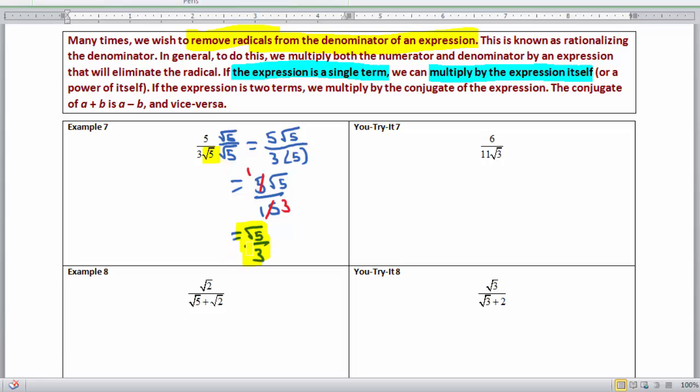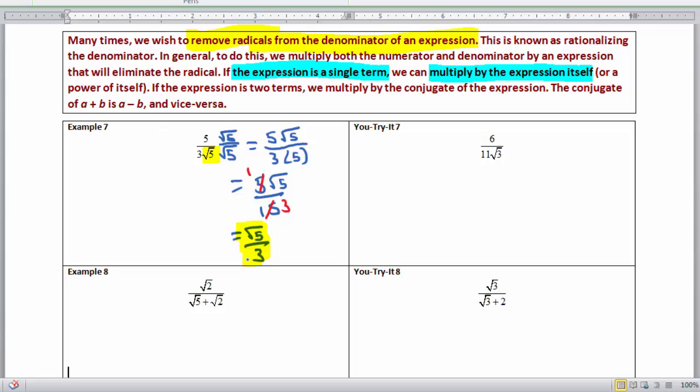And that would be your solution, right? That would be your simplified result with a rationalized denominator, the square root of 5 over 3. Okay? So you want to multiply the top and bottom by the square root of 5, because the square root of 5 times itself is just 5.